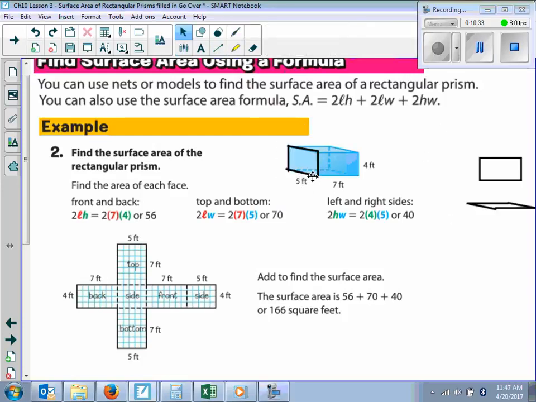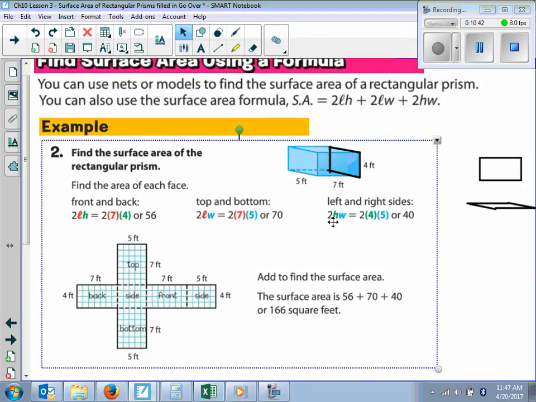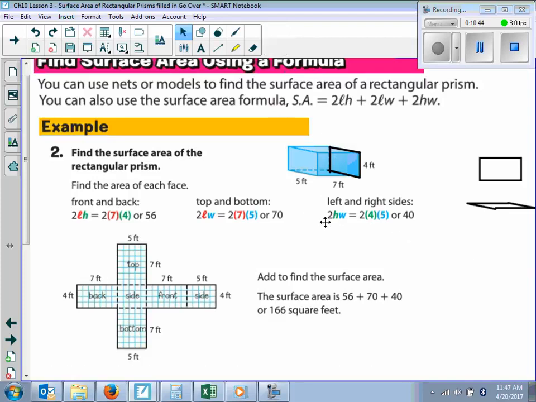So here's the side, there's one, and there's the other one, right? So here, what we're going to do is times 2, because there's 2 sides, right? Then we're going to multiply the height and the width. So here, this is the height. You see it? That's 4.